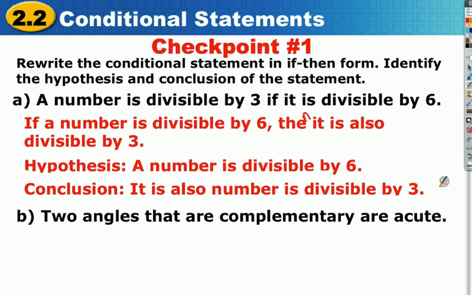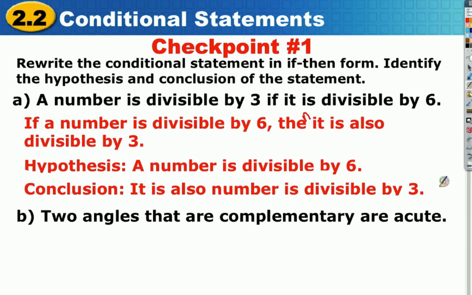Second one was a little bit harder. What did you get as the if-then for part B? We'll start with Jada, then Maria, and then we'll go to Tristan if we need more help. If two angles are complementary, then they are. Okay, if two angles are complementary, then they are acute. So you agree. Give me a thumbs up if you agree with what they put.